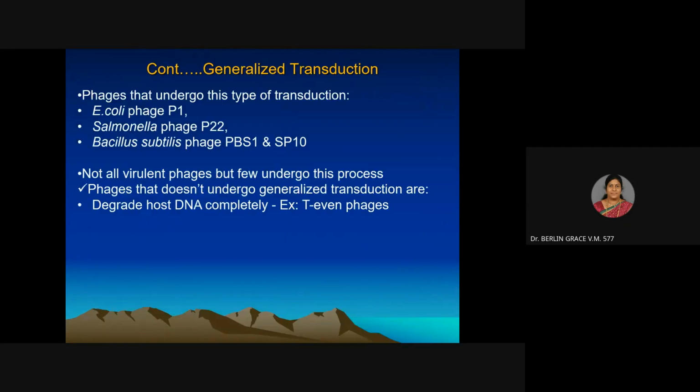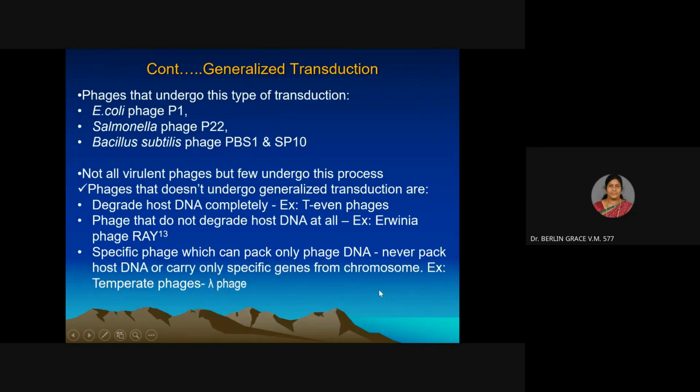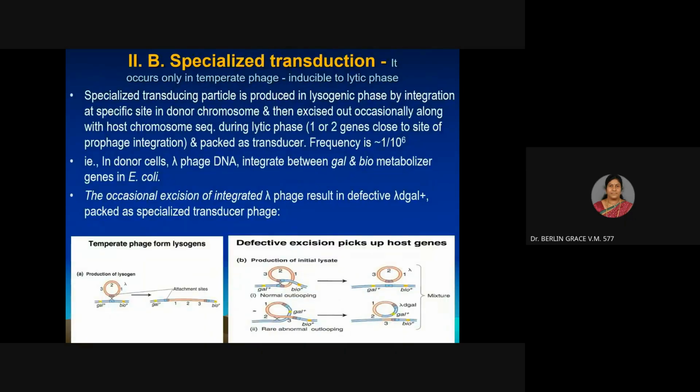The phages which undergo such transduction are shown here, and some are not carrying out this transduction. The phages that completely degrade the DNA cannot take any DNA, and those that do not degrade it also cannot take any DNA. And then some phages are very specific; they will pack only viral genes, and they also cannot undergo such transduction.